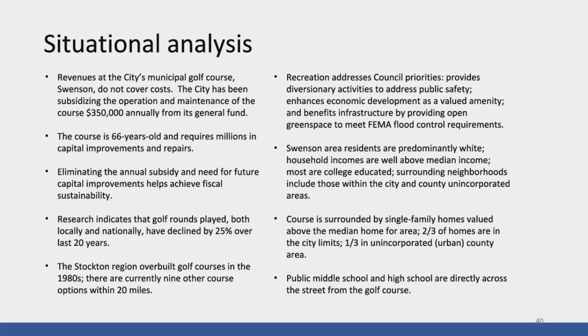You'll see that with the Swenson area residents, there's a bit of a social equity problem here, because the people that live around the Swenson golf course are predominantly white. Household incomes are well above the median. They're college educated. The surrounding neighborhoods actually include both city and county unincorporated areas. And the course is surrounded by single-family homes that are valued above the median for the area. About 2/3 of them are within the city limits, and about 1/3 of them are in the county. And we have a public and middle school directly across the street from the golf course.